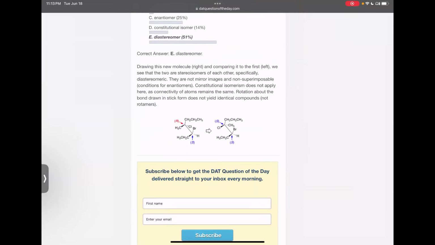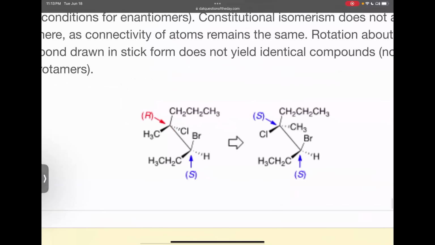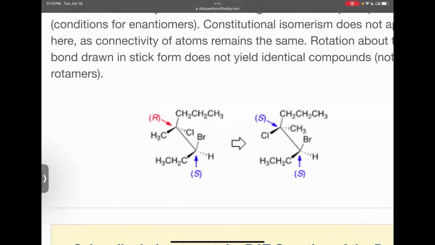Yeah, I didn't want to do the R and S thing because that takes a while, but we didn't need to do that to get the answer. The important concept that was tested here was how many changed. Like did all of them change or not? You didn't need to do this R and S stuff because they didn't ask for R and S. They just asked for the relationship, diastereomer or enantiomer, which all we had to know was some changed but some did not change to get the answer.